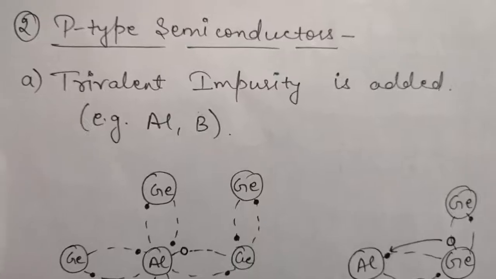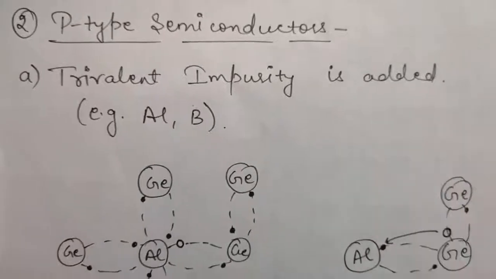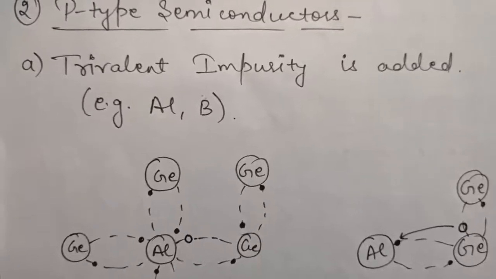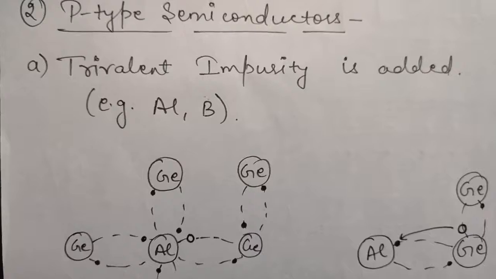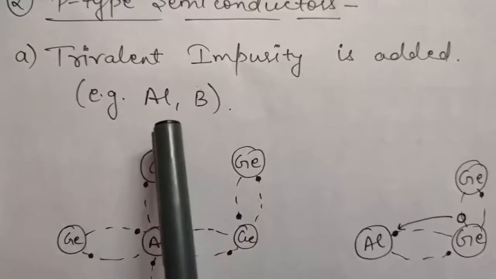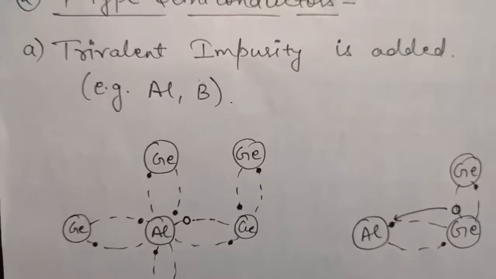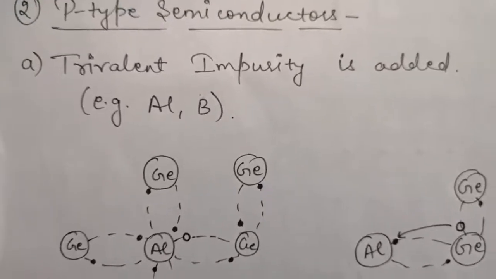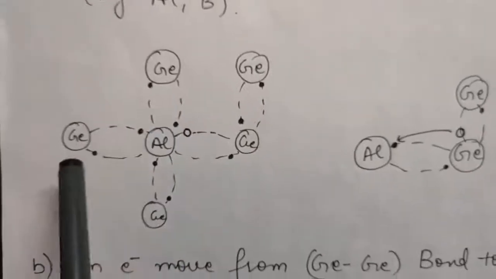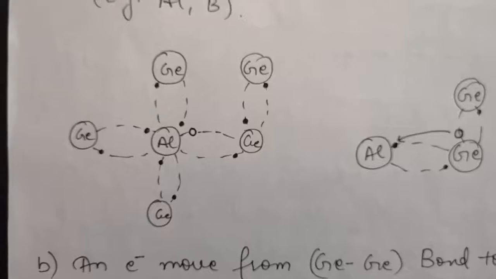So the very first point of P-type semiconductors is that in this, trivalent impurity is added. If you remember, in N-type semiconductors we added pentavalent impurities, but in P-type we will be adding trivalent impurities, that is, which will have 3 valence electrons, right? For example, aluminium, boron, all these have 3 valence electrons in their outermost orbit, so they can be taken as impurity for P-type semiconductors. So now here again I have taken a germanium crystal and I have added aluminium to it, which will have, as I told you, 3 valence electrons.